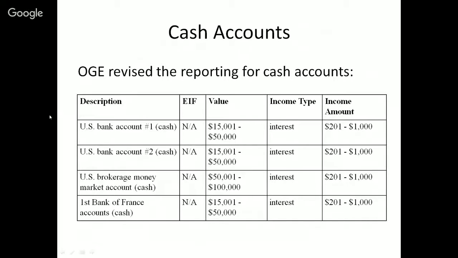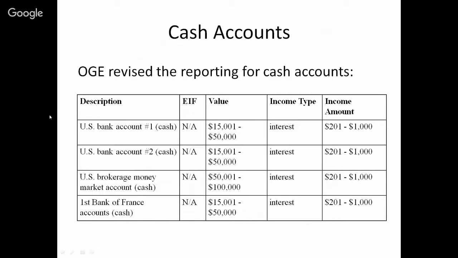OGE has revised its guidance related to cash accounts, things like bank accounts, credit union accounts, and money market accounts at a financial institution. This does not apply to money market funds that you sometimes find in a brokerage account. Filers are no longer required to report the name of a financial institution where a U.S. cash account is held. Cash accounts in the United States may not be aggregated unless they're at the same financial institution.